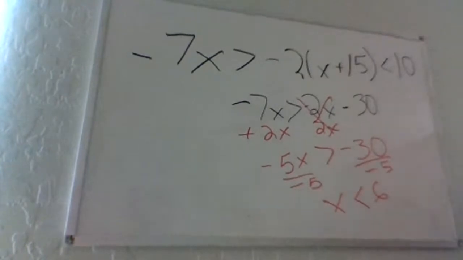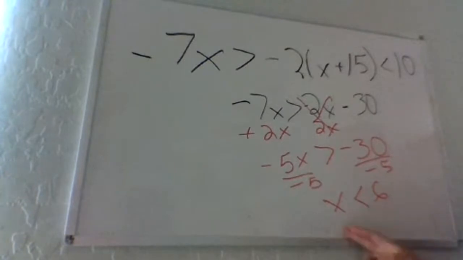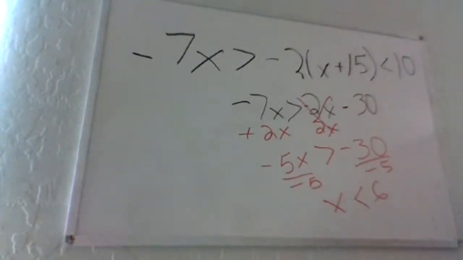Does that make sense, Amma? Yes. All right. So now we're done, right? The answer is x is less than 6. We're done with the whole problem. Is that true, Amma? Yes, yes, it is.